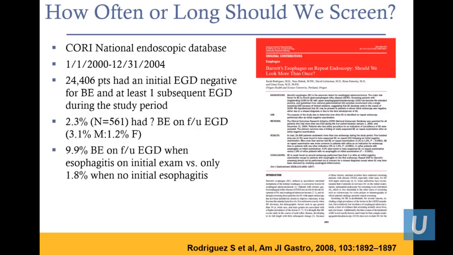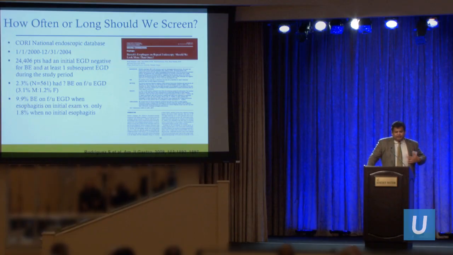This is the CORI endoscopic database looking at nearly 25,000 patients who had an EGD with a subsequent follow-up, and it found that only 2.3% had Barrett's on any follow-up EGD. The one scenario where it may be indicated is when they had esophagitis, because that esophagitis may mask the underlying Barrett's. So you're going to follow those patients to resolution of esophagitis, so you can check them.